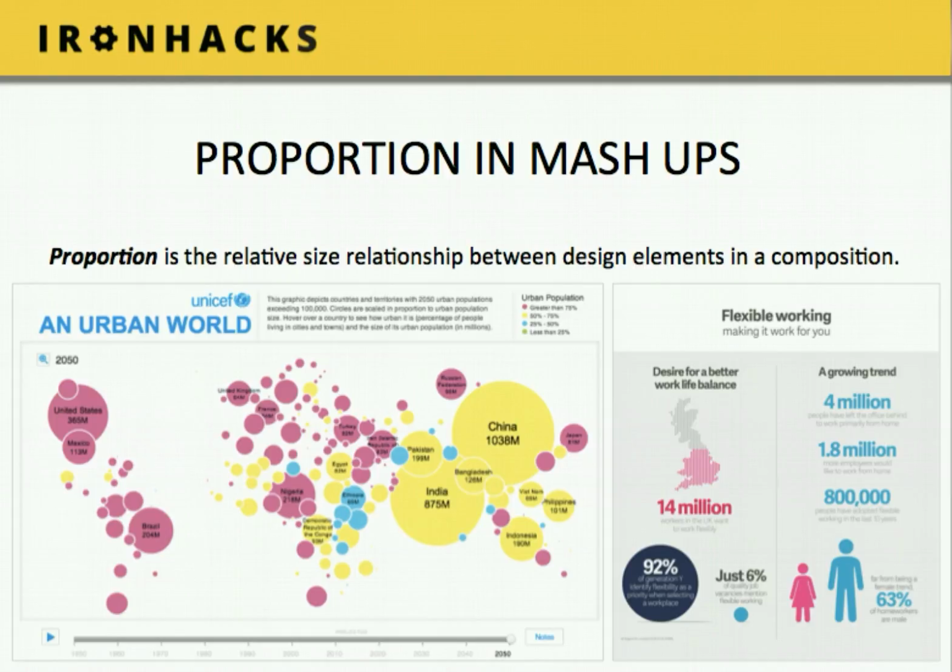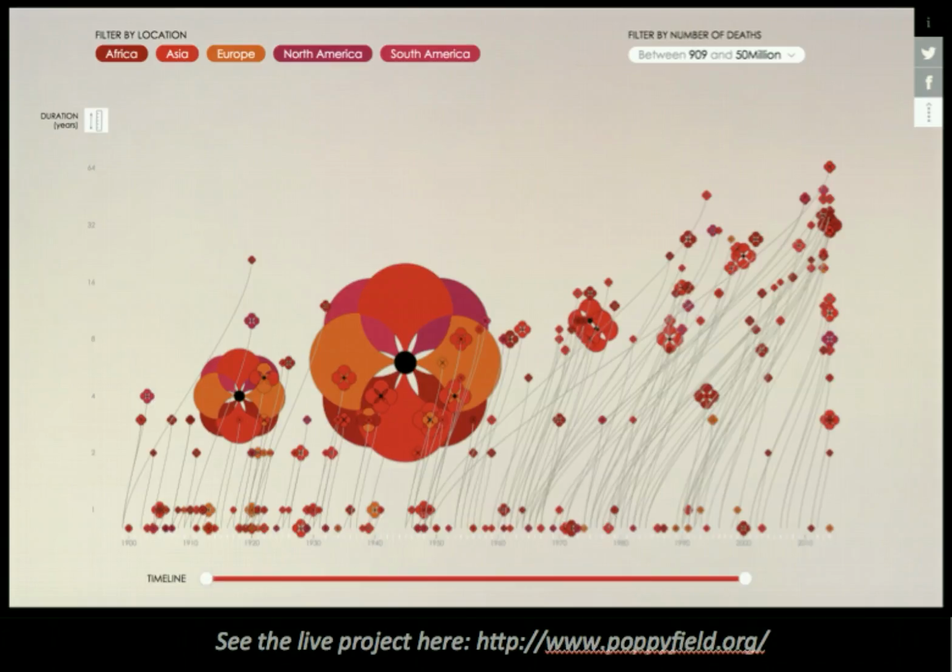Next up is the principle of proportion, which is the relative size relationship between two or more elements, and it's a very effective tool for conveying difference. And of course, in this poppy field, we have again the poppy petals that have effectively used proportion to convey the human loss of the different wars, and of course the world wars stand out a great deal here.